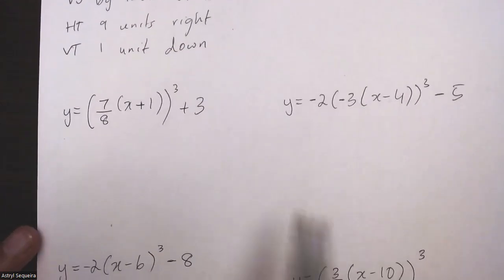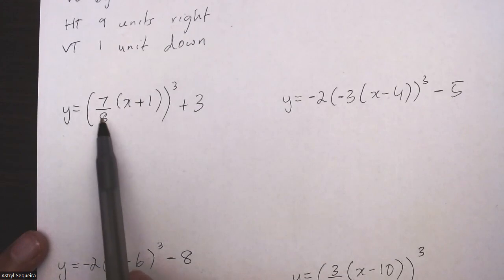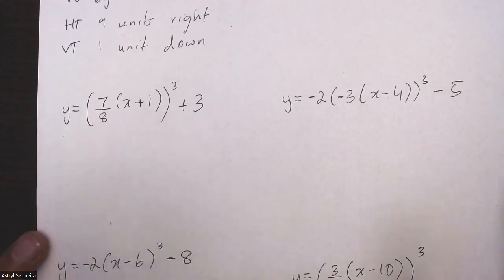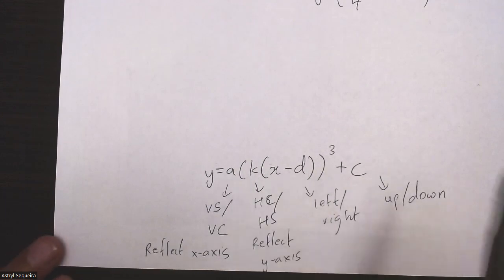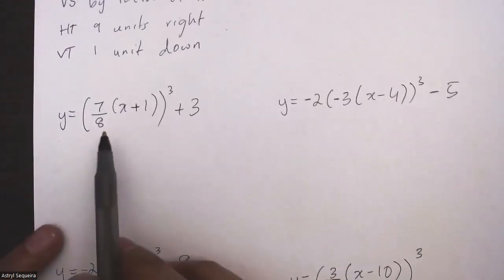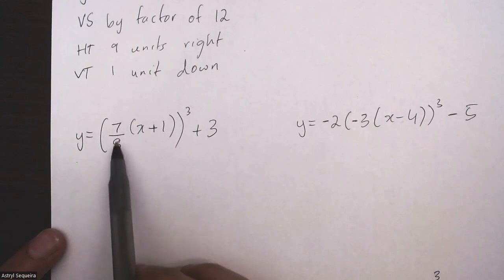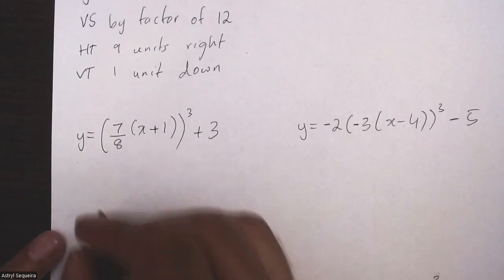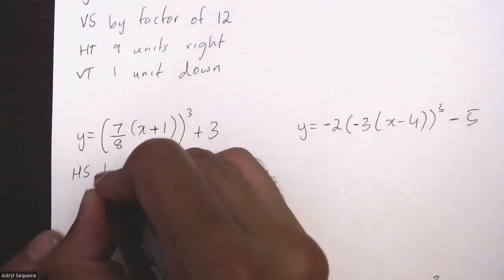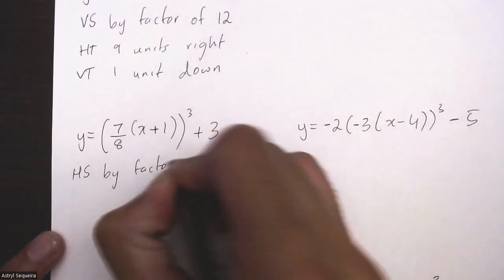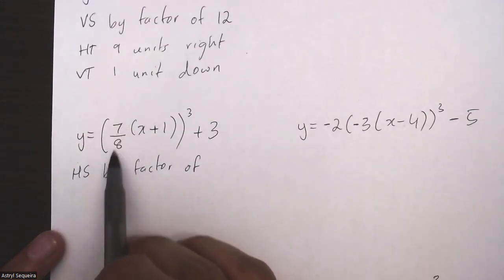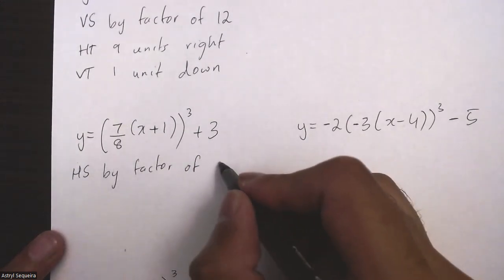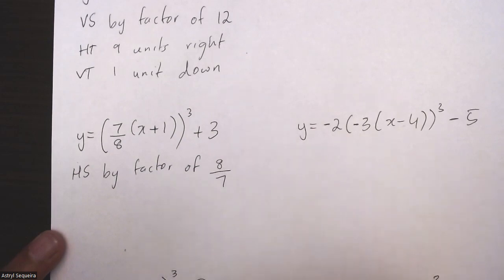Go to the second question over here. This is inside the bracket, so it's my K value. Remember, K is inside the bracket, A is outside the bracket. So this is a K value over here. It's smaller than 1. So it's going to be a horizontal stretch. Horizontal stretch by a factor of, instead of writing 7 over 8, we need to always flip horizontal stretches and compressions upside down. So 8 over 7.